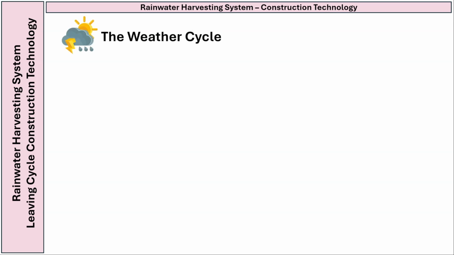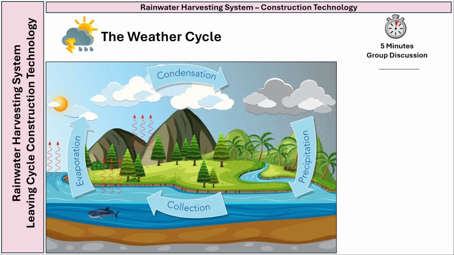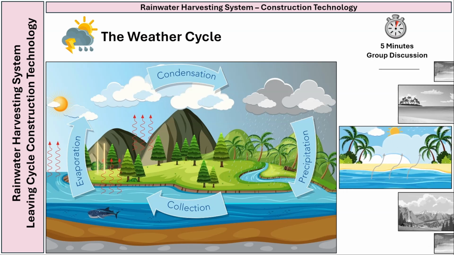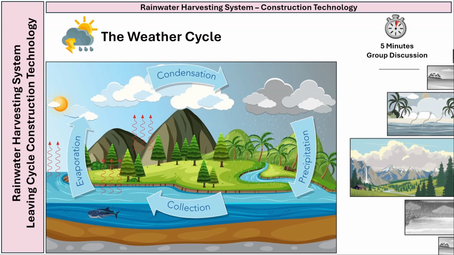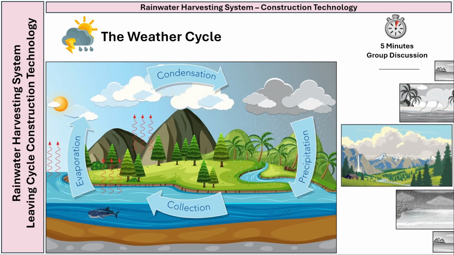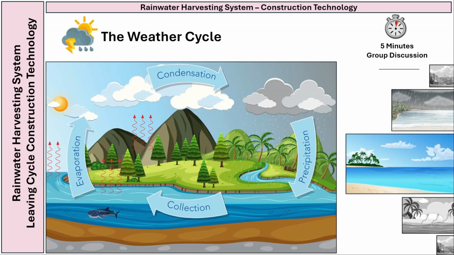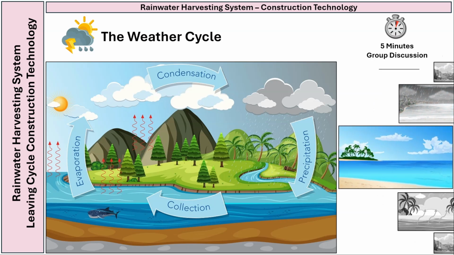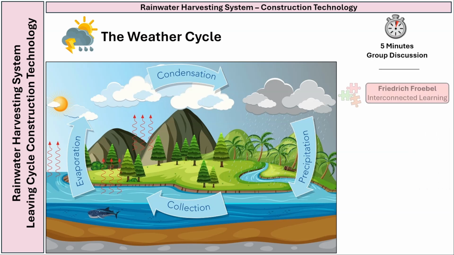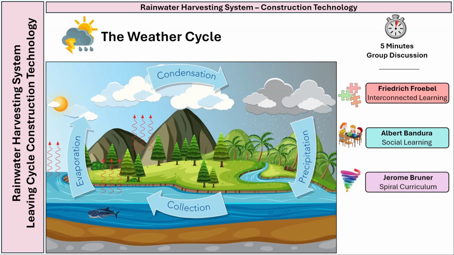Following on, we will revise the weather cycle and link geography with construction technology. Students will work in groups to talk about the 4 stages of the weather cycle, beginning with the evaporation stage as water heats up and rises, then moving into condensation as the clouds form, following on to the precipitation stage as rain falls, and finally collection as the water gathers again in rivers and lakes. This reflects Froebel's idea of interconnected learning by linking subjects, along with Bandura through learning from peers, and connects with Bruner's spiral curriculum by revisiting and building on prior knowledge.